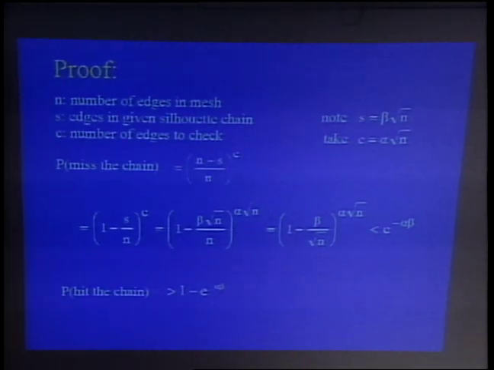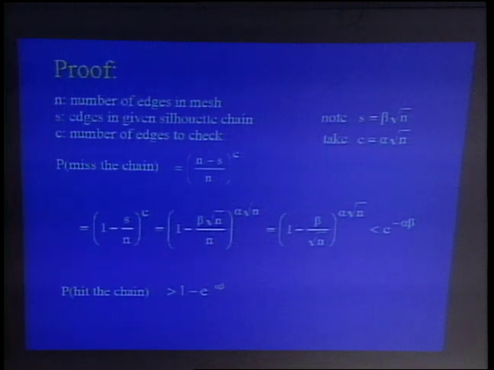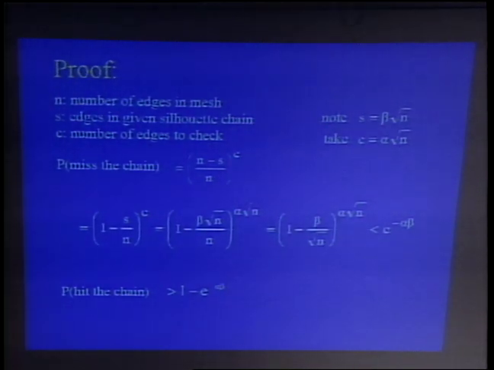So I've got some variables. N is the number of edges. And we're looking at a particular silhouette chain. So it's a collection of silhouette edges that are connected. And we can track that over multiple refinements. And the number of edges in the silhouette chain is S. So every time n increases by a factor of 4, S is going to double. And then I want to check some number of edges in the model to look for silhouette. So I'm going to call that number C.